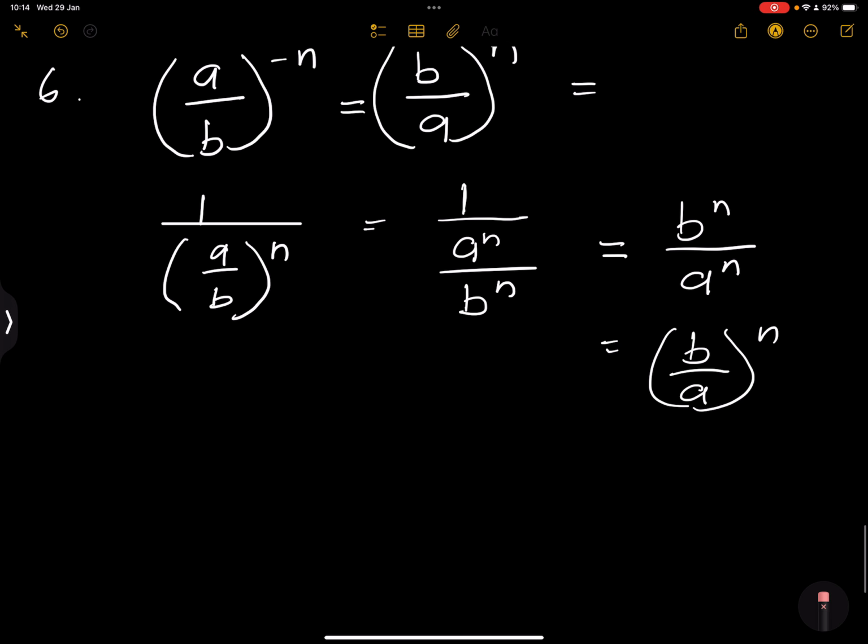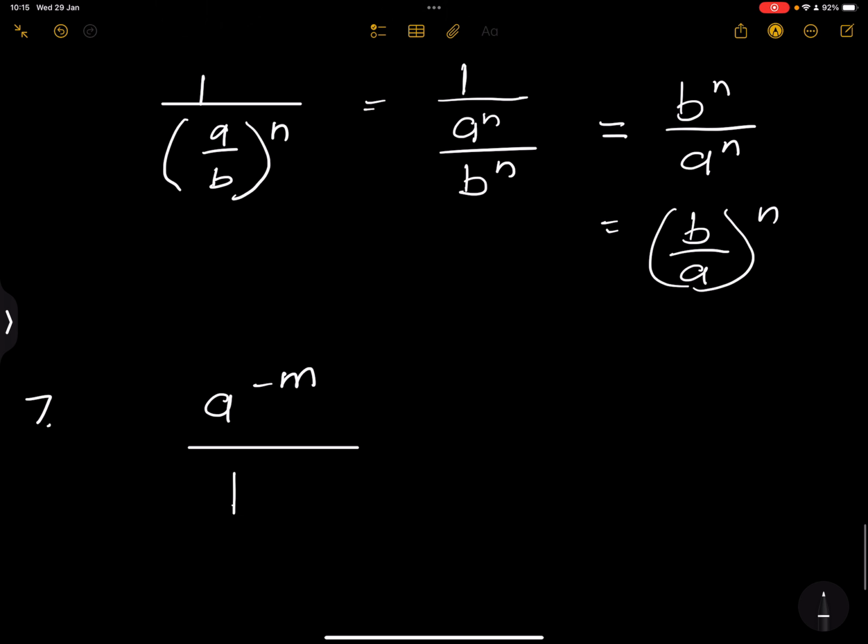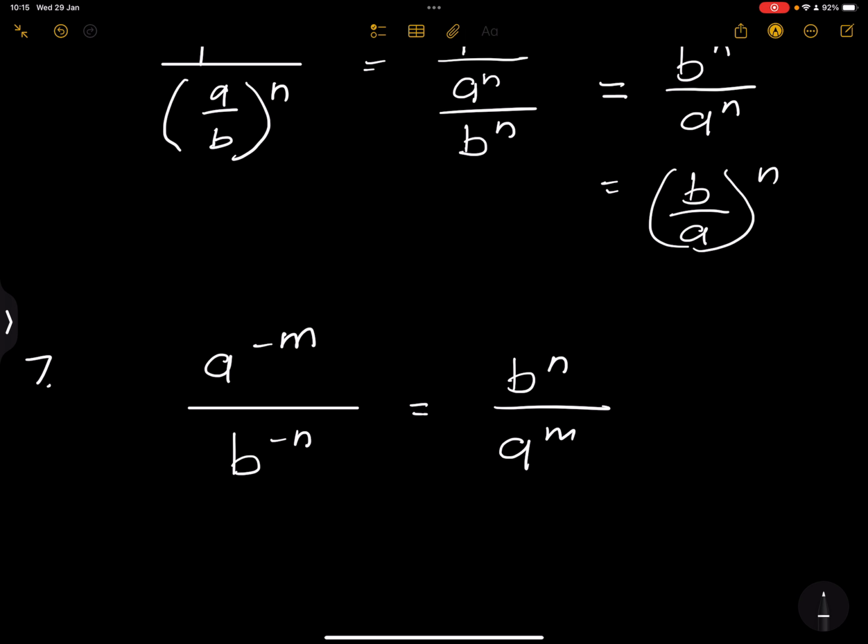And finally, I want to take just the last one. This is going to be a to the minus m divided by b to the minus n. In this case, how can I write this? Again, we can just simply swap them around. So this would be b to the n divided by a to the power of m. Right, ladies and gents, I'm going to leave it here.